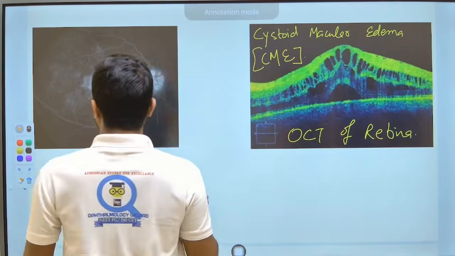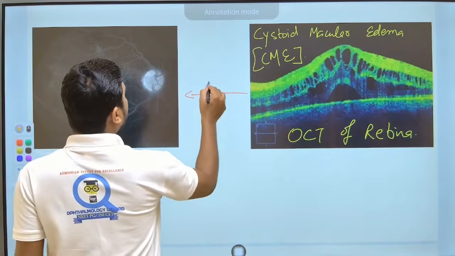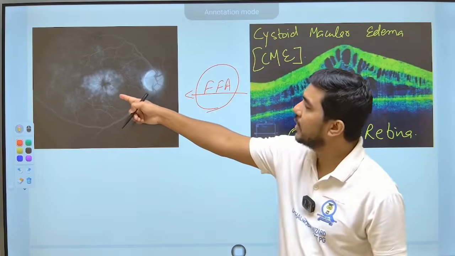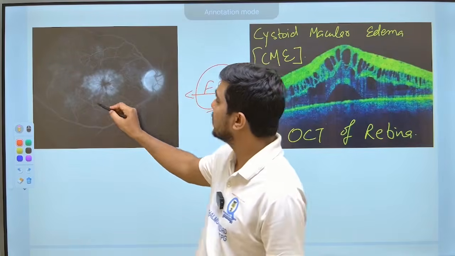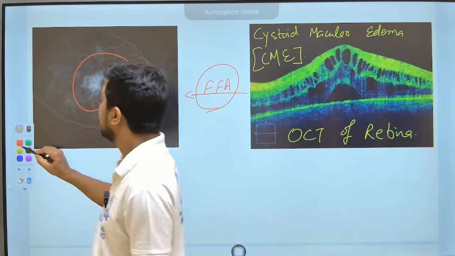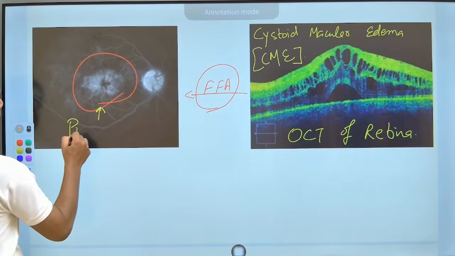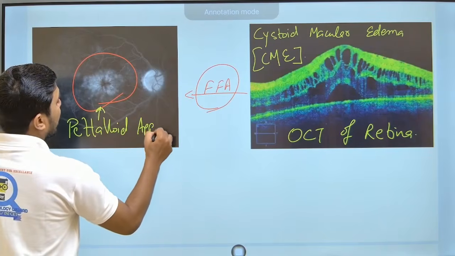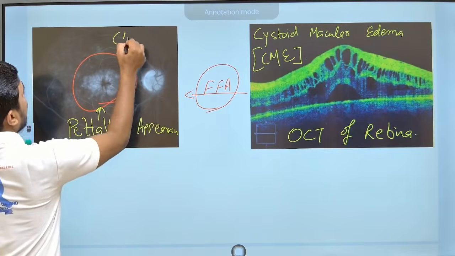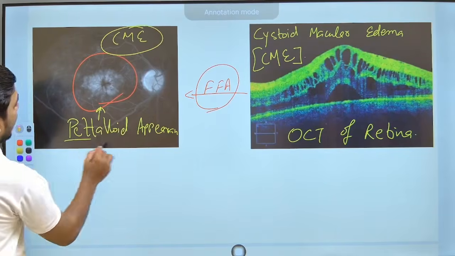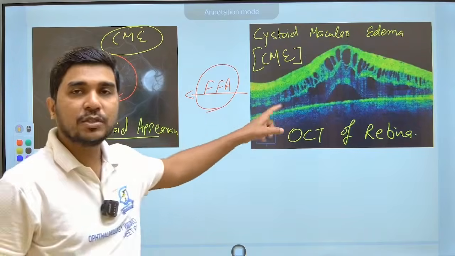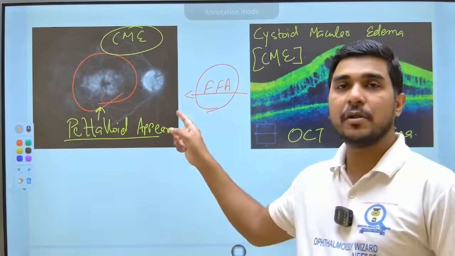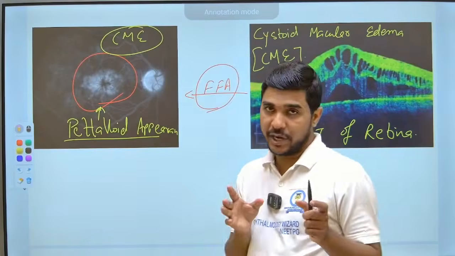And when you do the FFA, FFA जब करोगे, then this type of image comes like this. You can see here. What is this? This is nothing but a petalloid appearance. So on FFA of CME, you have a petalloid appearance. So when they ask you that OCT of the retina is showing CME, what is the appearance on FFA? It will be the petalloid appearance. This is very important to understand. Got it?